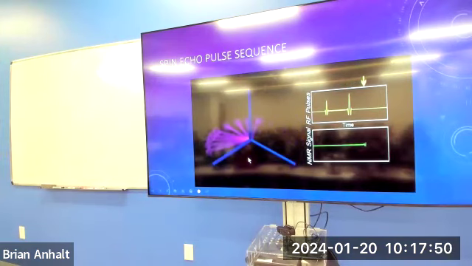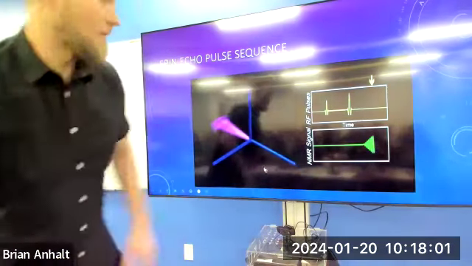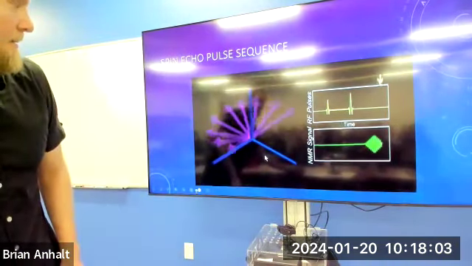In the rotating frame of reference, those fast ones catch the slow ones, and there we go. That's sort of bada bing, bada boom. They refocus, and we measure now, the signal comes back. And if you let it go further, the signal goes away again.